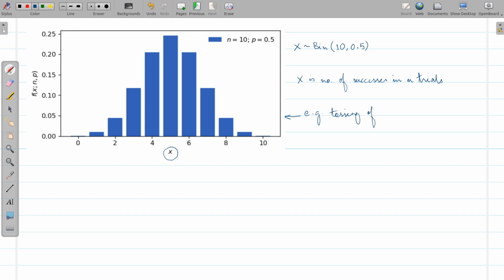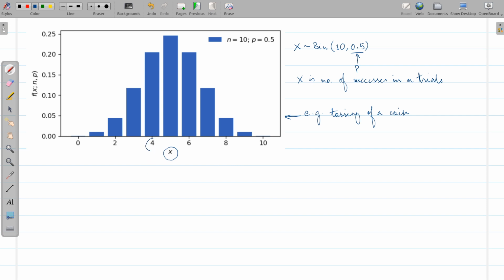How do you know this is tossing of a coin? Because you can see the probability of success is 0.5, which is what a fair coin toss gives. But did we not expect 50-50? We would have expected 50% to be success and 50% to be failure. So why are we getting something like this? This is where you have to understand what is happening here.